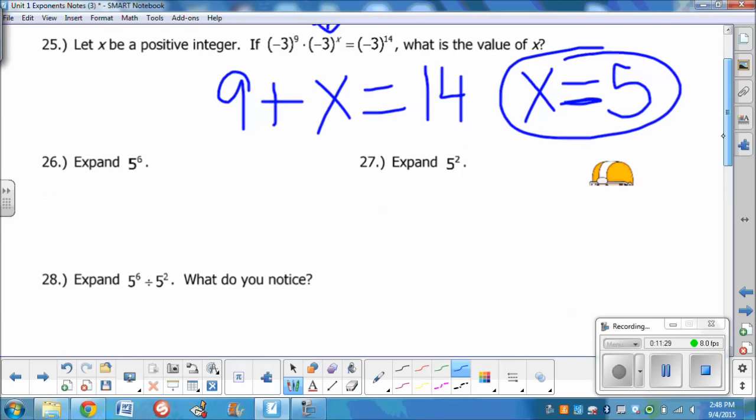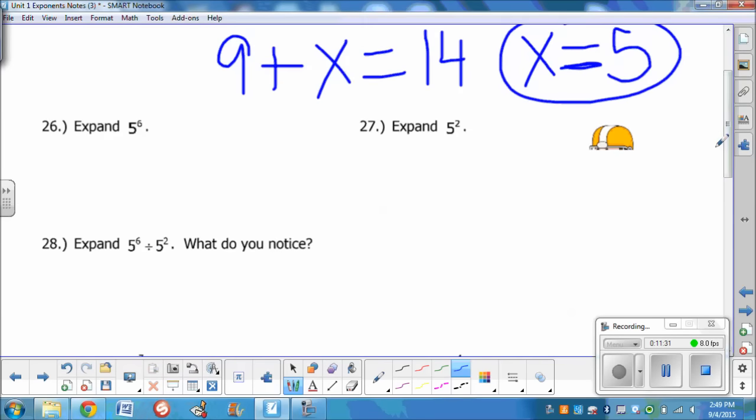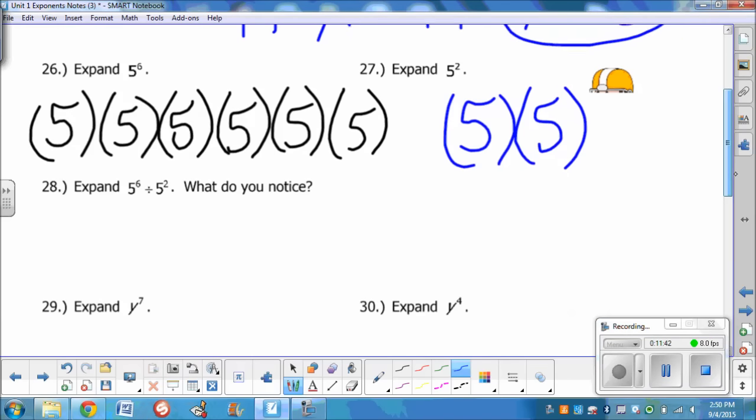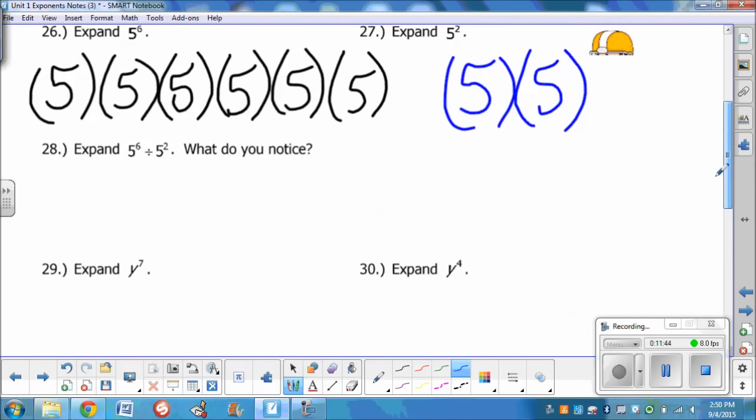Okay. You can pause the video and try 26 and 27. So that's what 26 and 27 look like. Now we're going to take it and divide. So you're going to take that 5 to the 6th divided by 5 to the 2nd. So 6 of those.